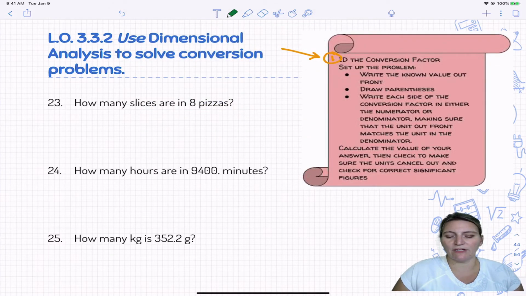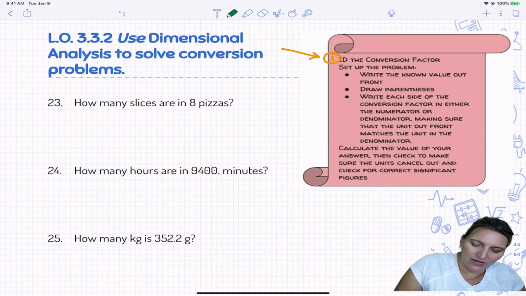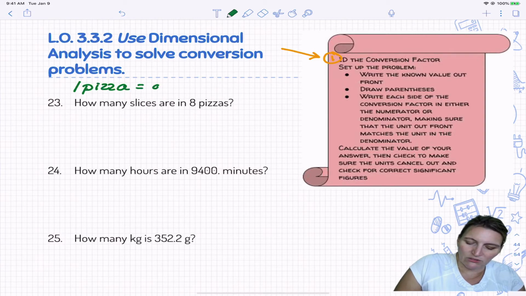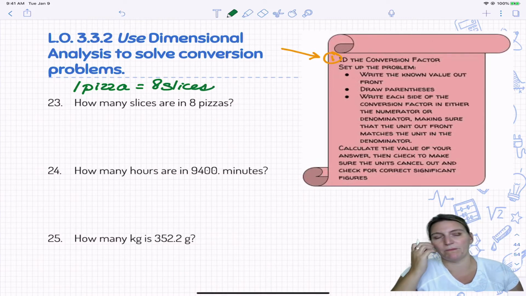The conversion factor, remember from the previous video, was 2 quantities that mean the same thing, that are equal to each other but have different units. So the numerical part of it may be different, right? And so this is the idea that, of course, 1 pizza is equal to 8 slices. This is our conversion factor here.